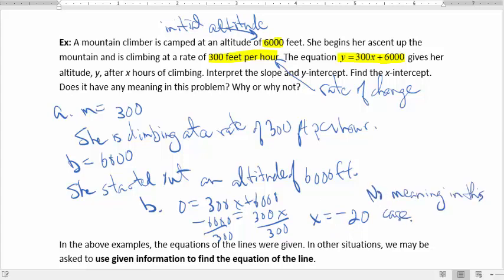Why does it have no meaning? Because you can't have negative time. The idea here is she's not going down the mountain, she's going up the mountain. What would make more sense in this case is a question such as, how long will it take her to get to an altitude of 10,000 feet or something like this? That's a more logical question because she's going up, she's not going down. If she was going down, it would make sense, but in this case, she's going up.